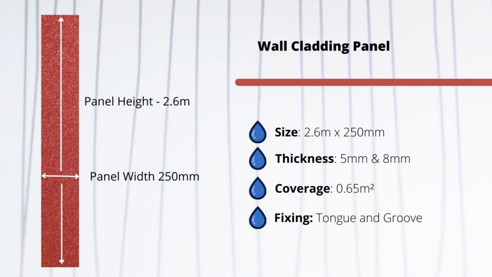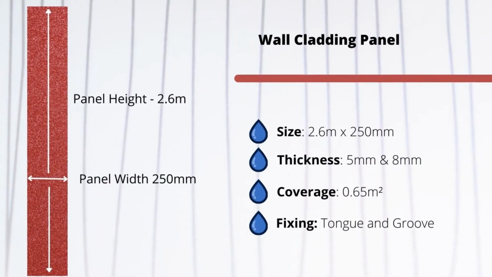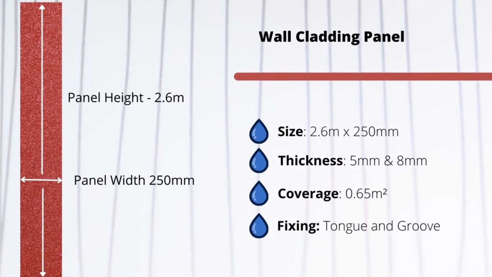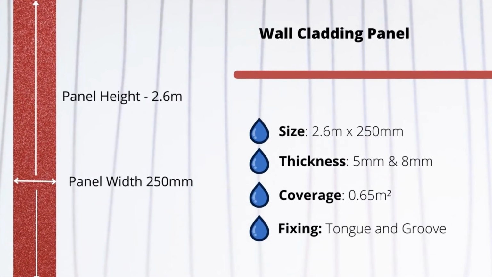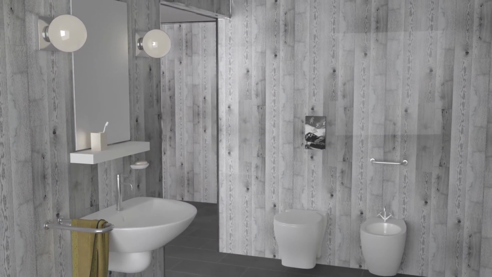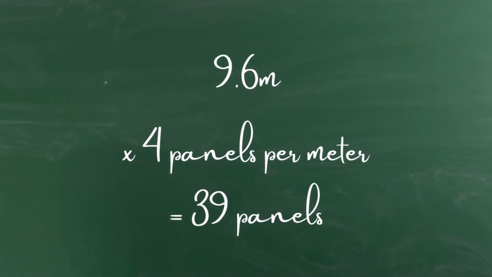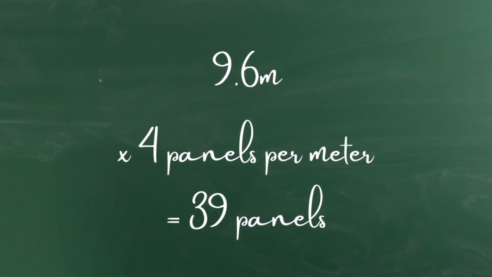Our narrow panels are 250mm wide, or put more simply, 4 panels for every metre. So, if you were looking to use this style of panel, you would need to multiply each of the metres by 4 to discover how many panels are required. In this case, 9.6 metres translates into 39 panels.